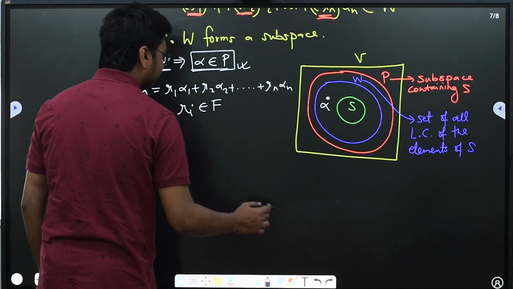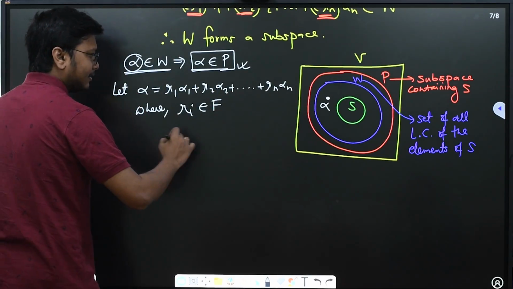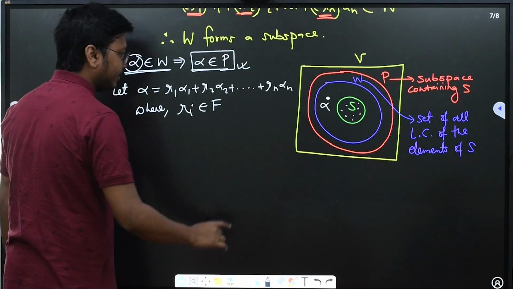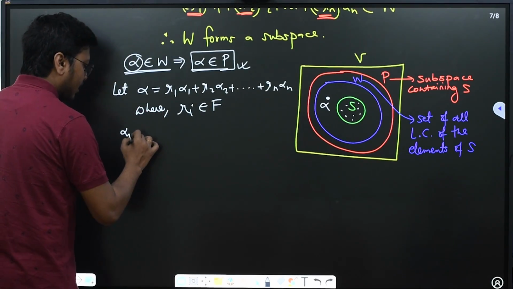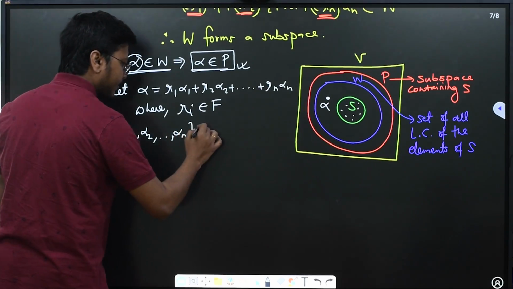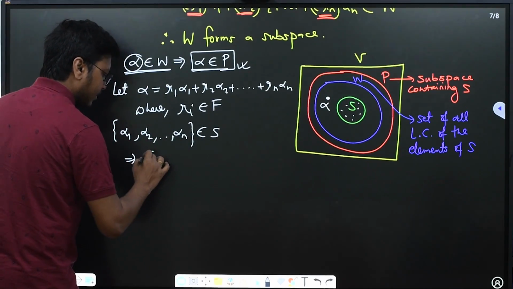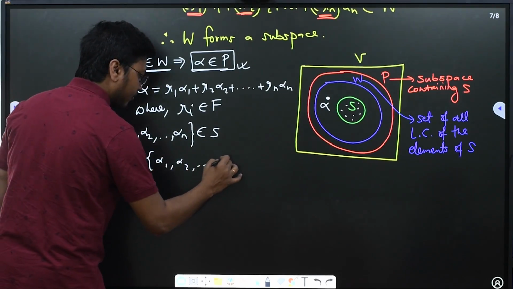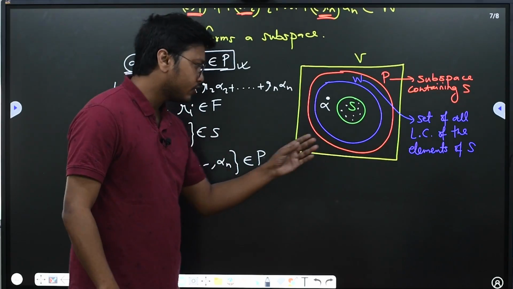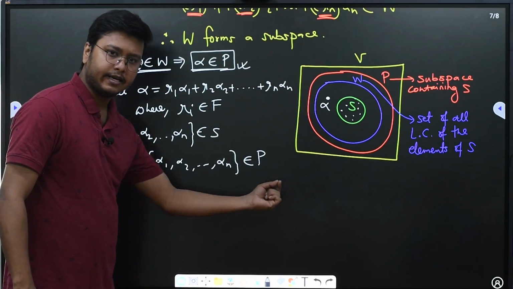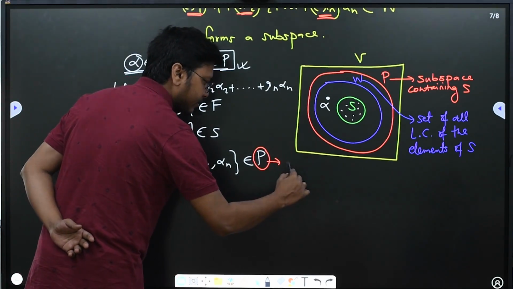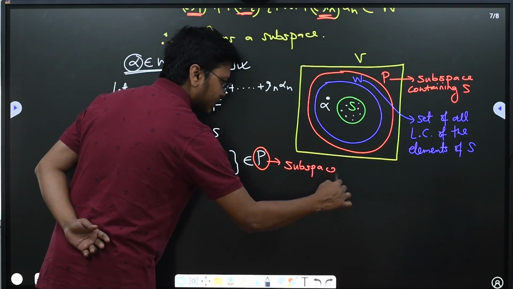So if P is a subspace containing S, and S contains elements like alpha 1, alpha 2, alpha 3 up till alpha n, S contains all those elements. So alpha 1, alpha 2 dot dot dot alpha n, all these elements belong to S, which implies they also must belong to P, because P contains S, so every element of S is definitely an element of P. Now since P is a subspace, that is what we have considered.